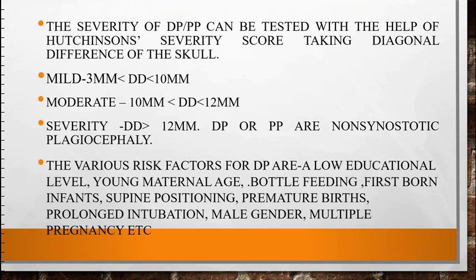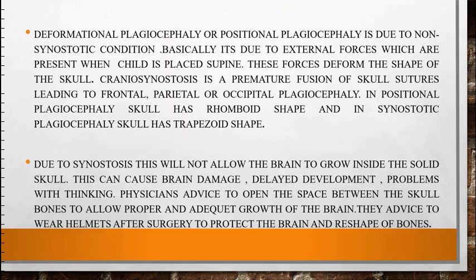The various risk factors for DP are a low educational level, young maternal age, bottle feeding, firstborn infants, supine positioning, premature births, prolonged intubation, male gender, multiple pregnancy, etc. So deformational plagiocephaly or positional plagiocephaly is due to a non-synostotic condition. Basically, it's due to external forces which are present when the child is placed supine. These forces deform the shape of the skull.